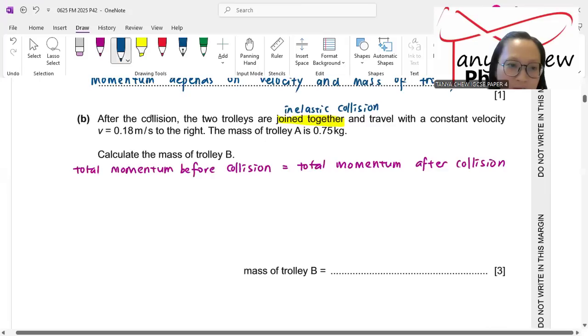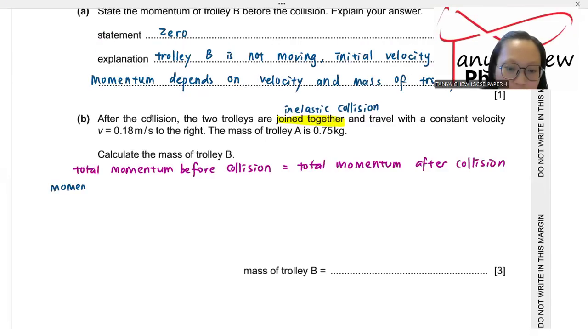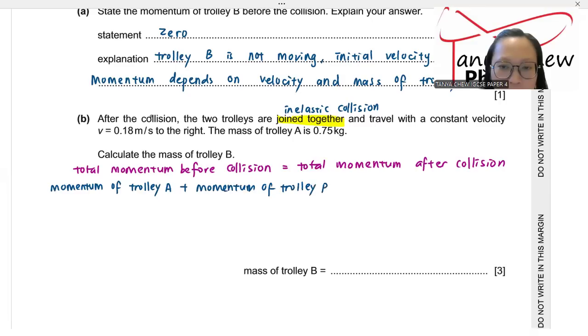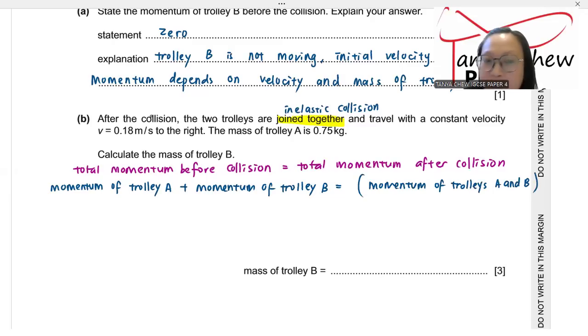This is momentum of trolley A plus momentum of trolley B equals momentum of trolleys A and B. See that? Because A and B are moving together.